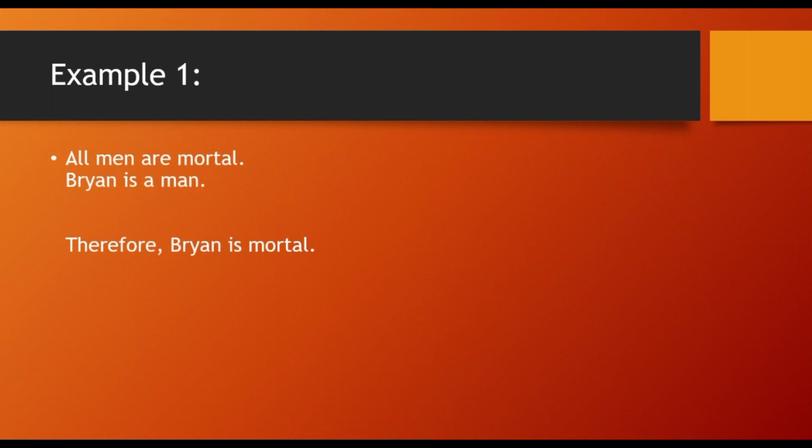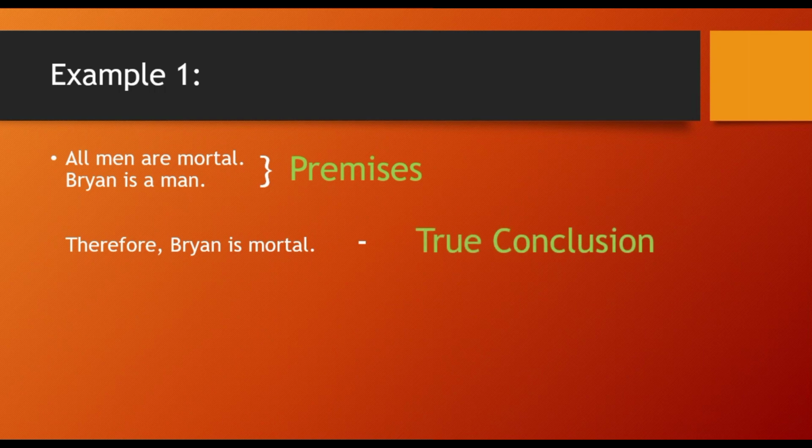Here is our example number 1. All men are mortal. Brian is a man. Therefore, Brian is mortal. As you can see, the two statements above are our premises: all men are mortal and Brian is a man. And then, therefore, the last statement is our true conclusion.